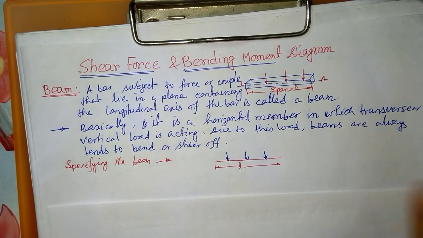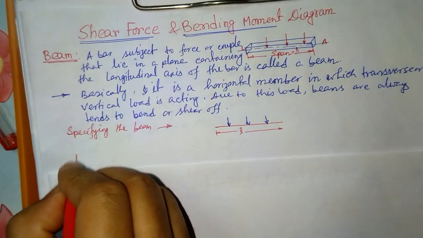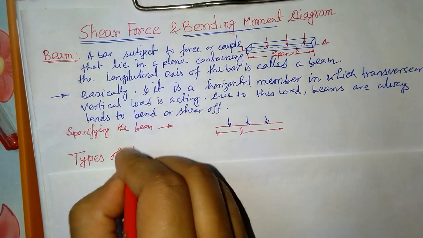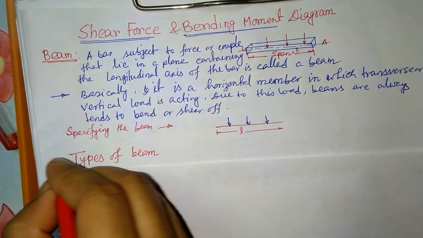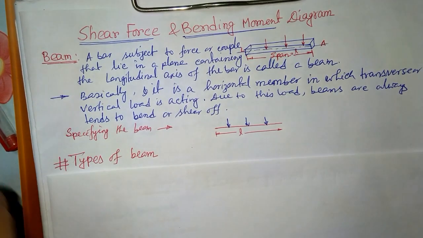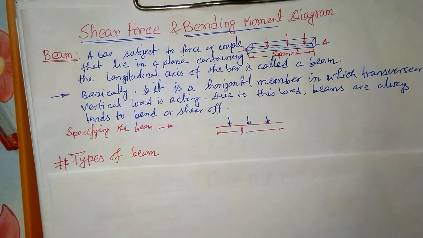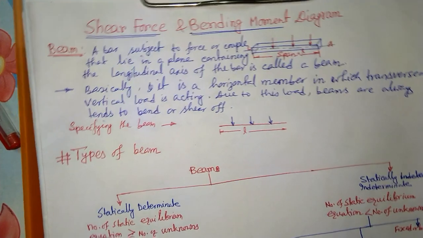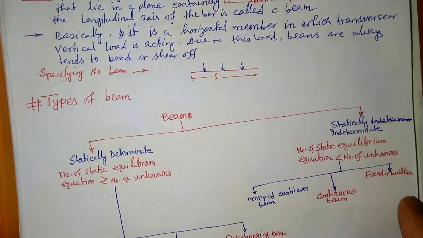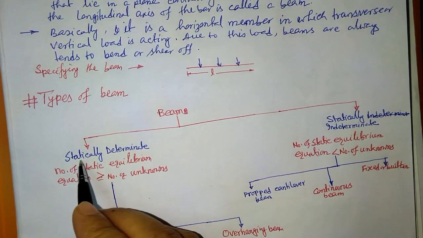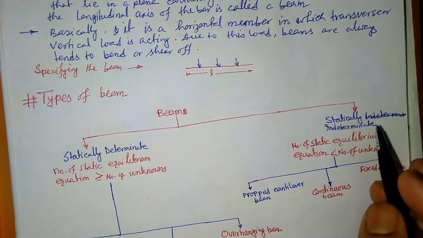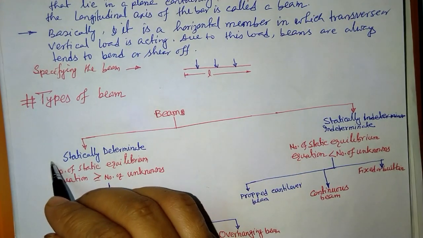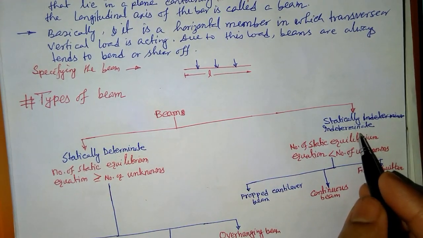Okay, so now we will be seeing the types of beam. If we see the types of beam, there are two types in a gross manner. First is statically determinate and next is statically indeterminate beam.